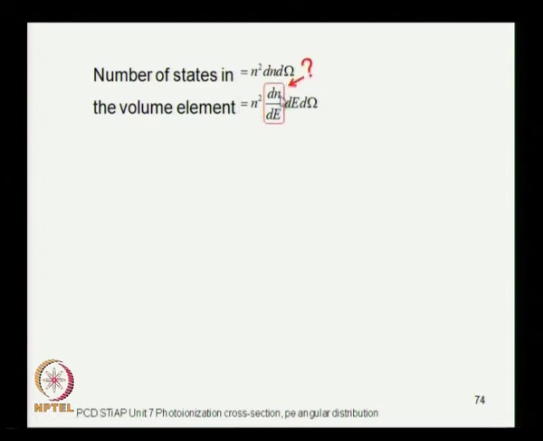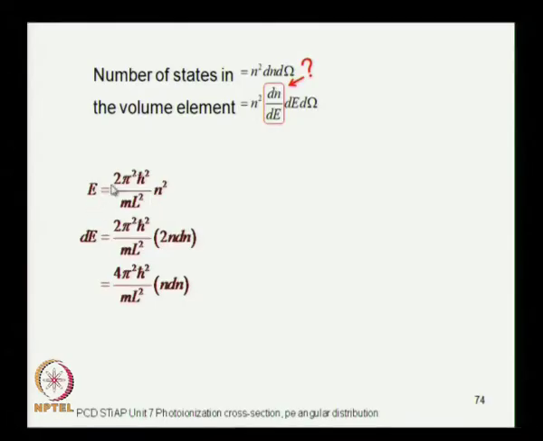Now, we need to find what is dN by dE. Now, dN, as I mentioned, is being treated as a quasi-discrete parameter. So, to get dN by dE, you recognize that E goes as n square. So, that lets you determine dE in terms of dn, this is the differential in energy.